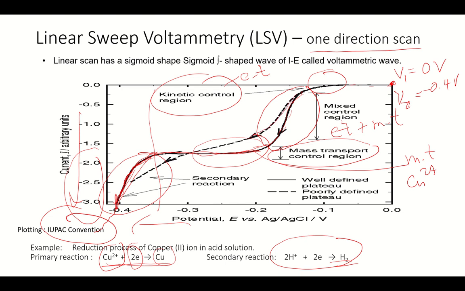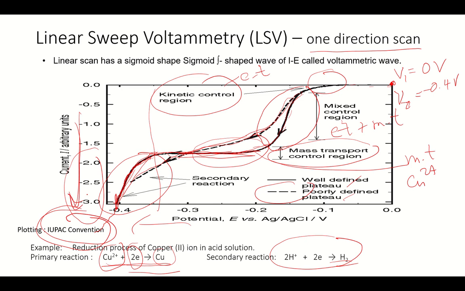The dotted line here is without stirring. There is no plateau for the dotted reaction. It is a similar reaction, but there is no control by diffusion. There is a well-defined plateau and a poorly defined plateau. There is no convection for the poorly defined plateau. So I hope you understand now about the plotting.